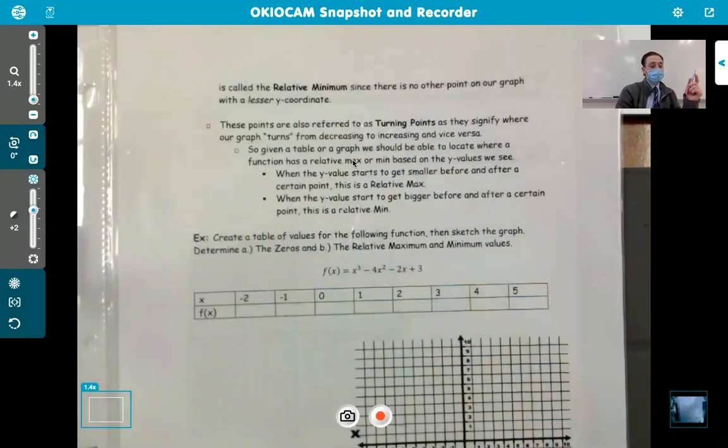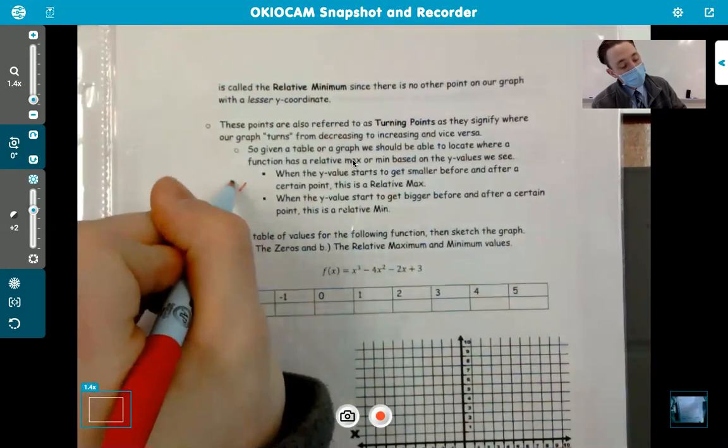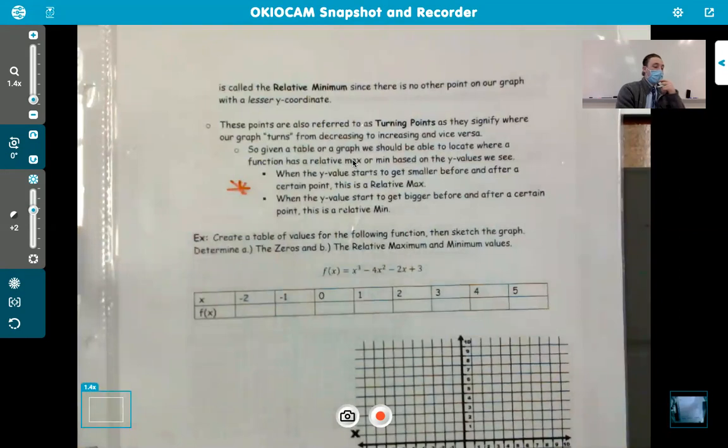Okay, like I said, we'll talk about this a little bit more tomorrow, but they're referred to as turning points. The biggest thing that we might want to make a note of: when the Y values get smaller before and after, or it's increasing and then decreasing after a certain point, that's my max, right? So I have a smaller value, I reach a peak, and then I have a value that's smaller after that. I'm going to look at that X value where I had the peak.